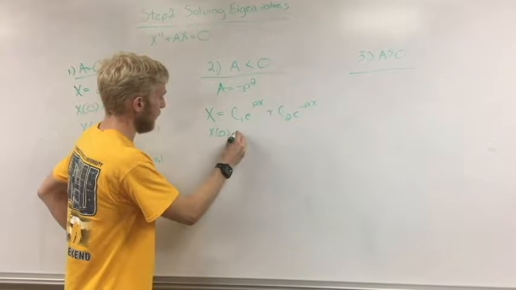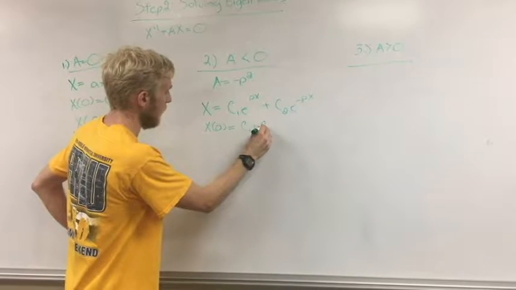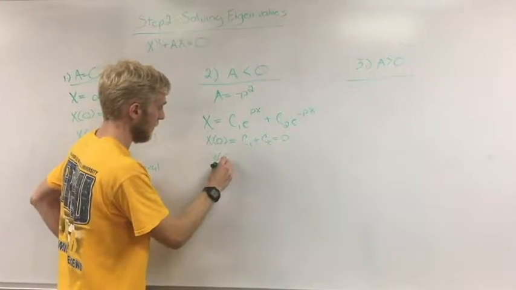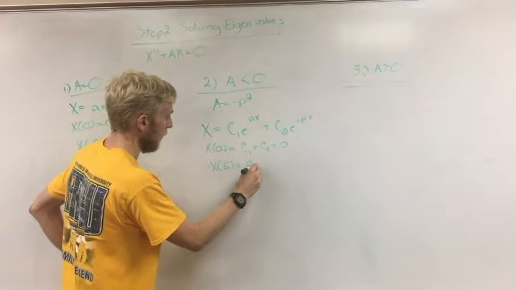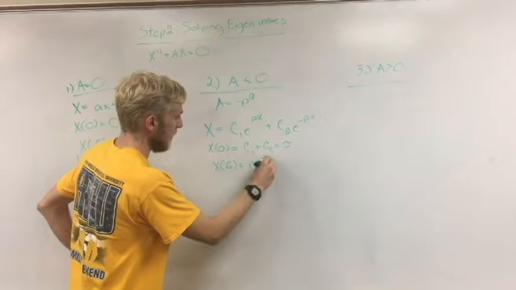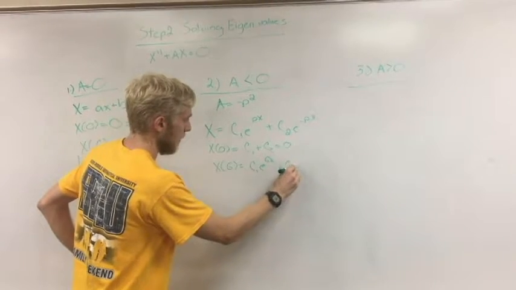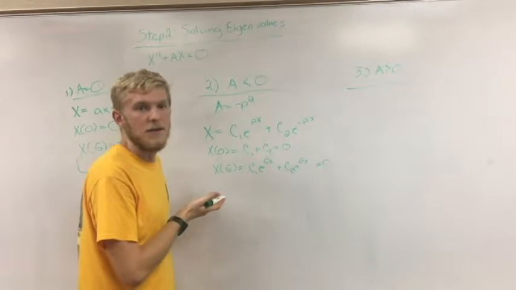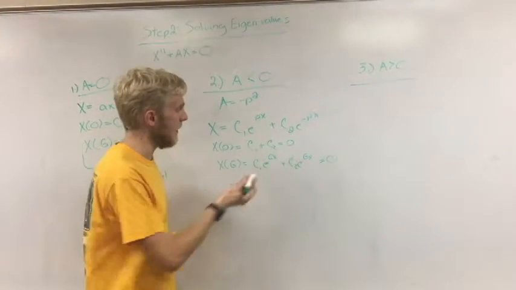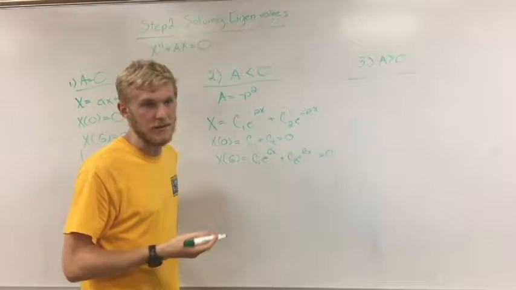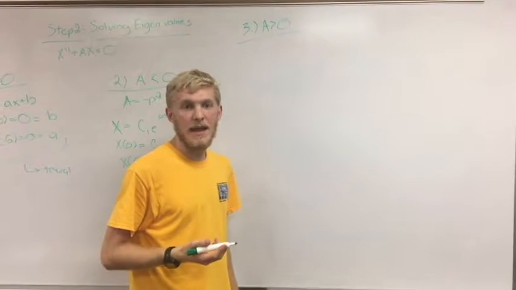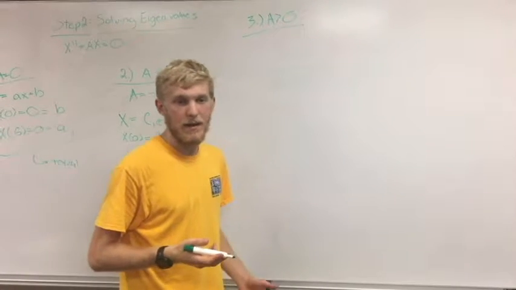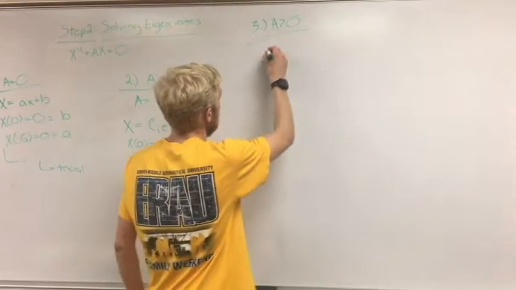Using our boundary conditions, we see that c1 plus c2 is equal to 0, and that X(g) is then equal to c1 e to the gx plus c2 e to the gx, which is again equal to 0. And using these two equations, we can show that this is again a trivial solution. Finally, we have to show the case where a is greater than 0, and we can simply do that by setting a equal to p squared. Again, that's just for simplification's sake.